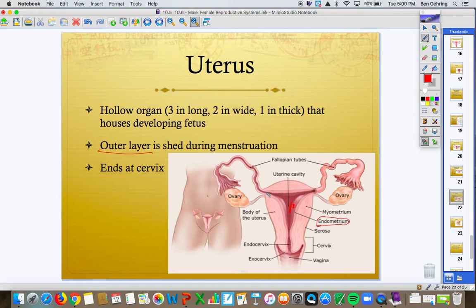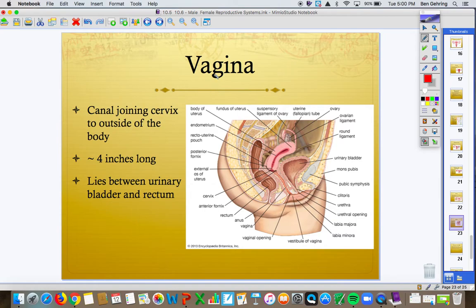Your uterus goes from kind of the edge of your fallopian tubes down to your cervix, which is a contracted, closed portion of the uterus, which seals it off from the outside, essentially. And from there, it goes through or out the vagina. So this is your canal joining your cervix and the outside of the body. The vagina is roughly 4 inches long and lies between your urinary bladder and your rectum. So you can see on this diagram, this structure right in here is the vagina, which is located between your urinary bladder on one side and your rectum on the other. So it sits right in the middle.